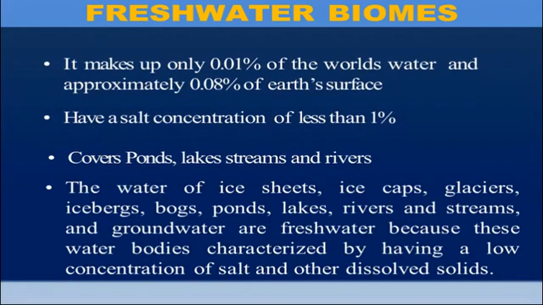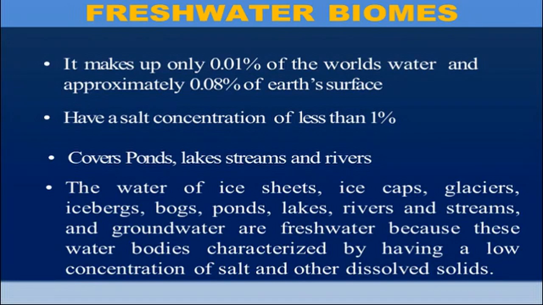If I have to introduce you to freshwater biomes, then I have to tell you that the freshwater biomes make up only 0.01% of the world's water and approximately 0.08% of Earth's surface is freshwater. And although it is called freshwater, it has a salt concentration which is less than 1%. And it mainly covers ponds, lakes, streams and rivers on the surface.